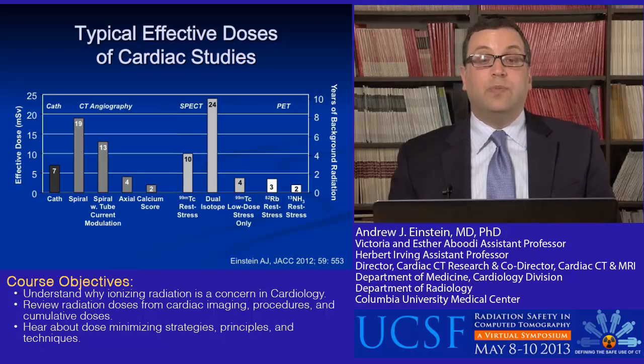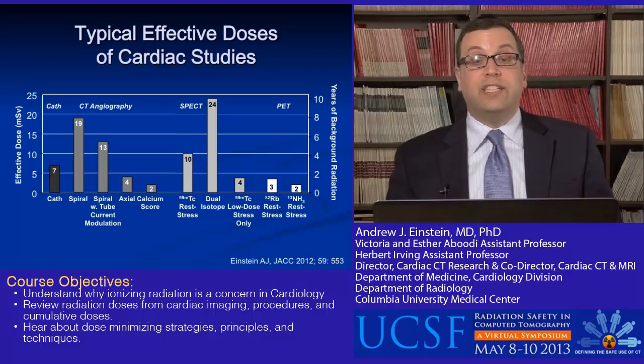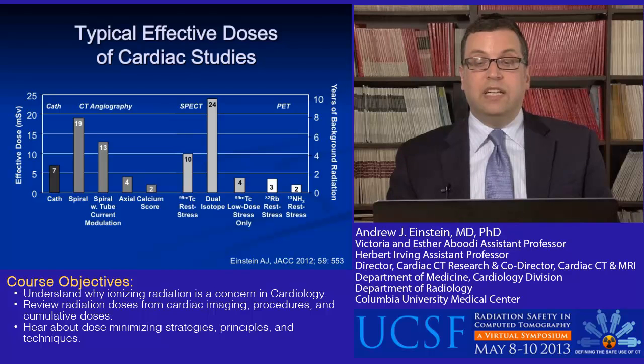A dual isotope test is associated with a much higher radiation dose, 2.5 or 3 times as much. However, if we perform a technetium-99m based low-dose stress-only nuclear stress test, we can markedly reduce radiation dose to about 3 millisieverts. And in general, PET tracers are associated with lower radiation doses than our SPECT tracers.